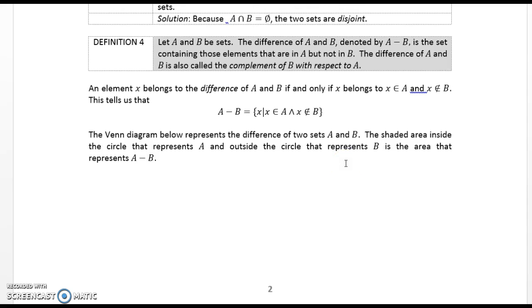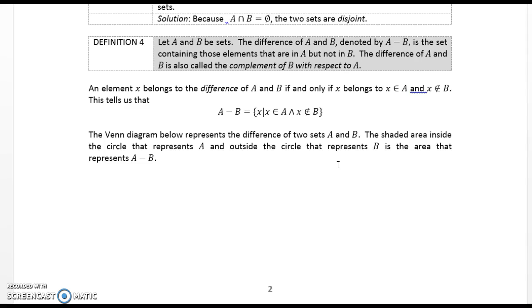Definition 4. Let A and B be sets. The difference of A and B, denoted A minus B, is the set containing those elements that are in A but not in B. The difference of A and B is also called the complement of B with respect to A. An element x belongs to the difference of A and B if and only if x belongs to A and x is not an element of B.